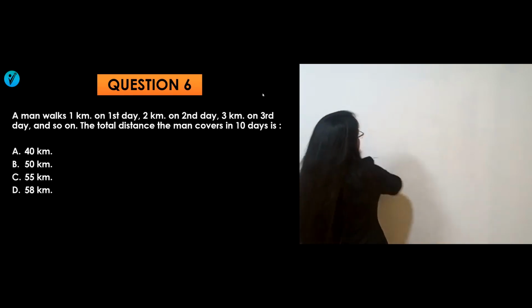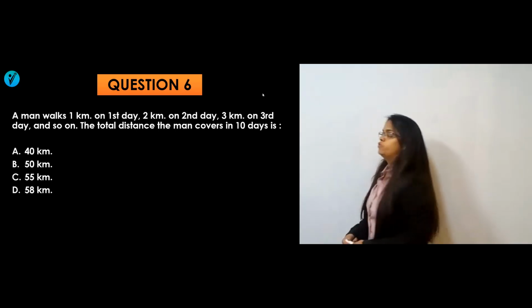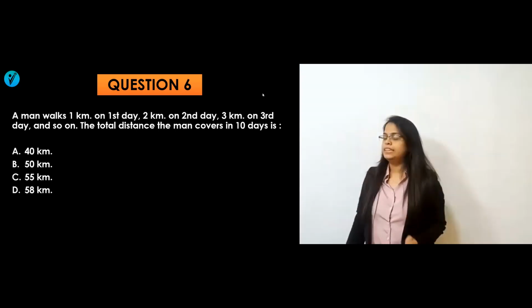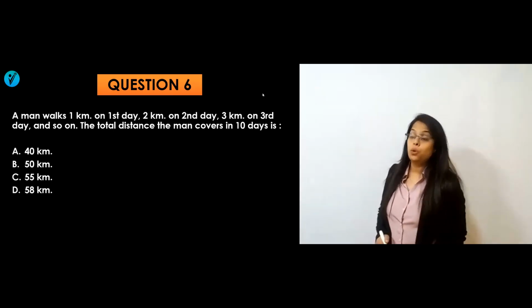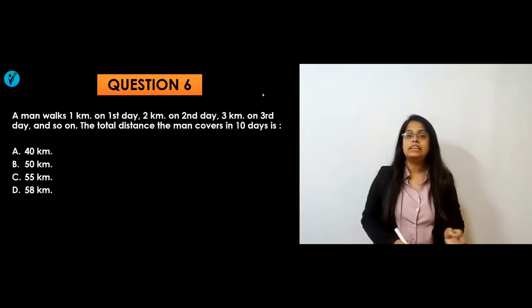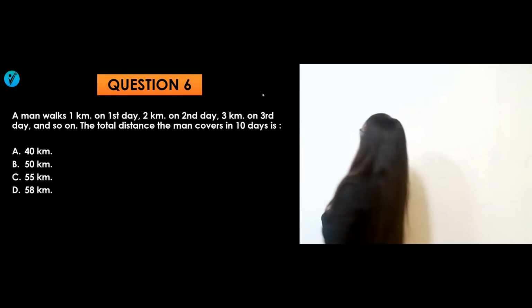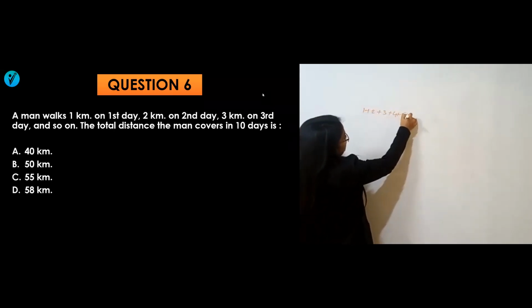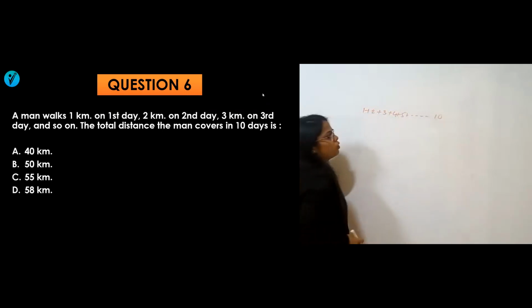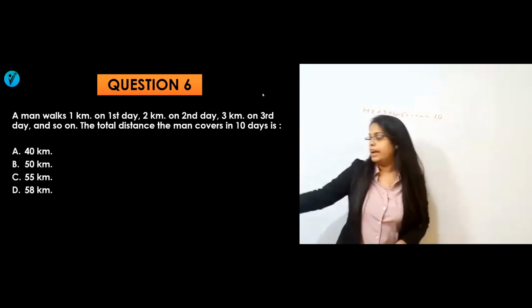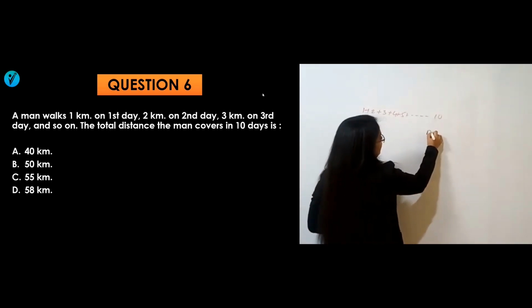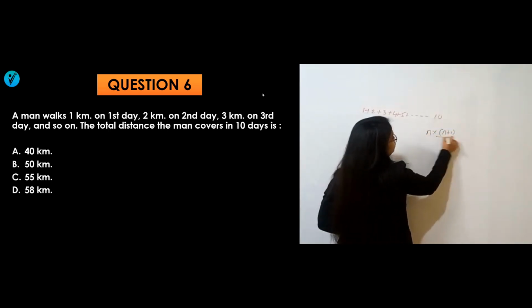What are they saying in this question? A man walked 1 kilometer on the first day, 2 kilometers on the second day, 3 kilometers on the third day, and so on. So the total distance the man covers in 10 days will be 1 plus 2 plus 3 plus 4 plus 5 up to 10. So what is the sum of n natural numbers? The sum of n natural numbers is n into n plus 1 by 2.